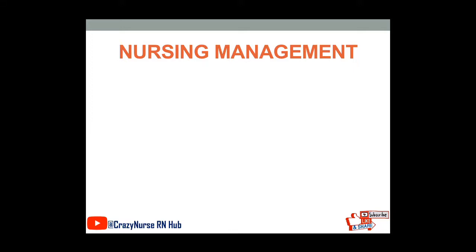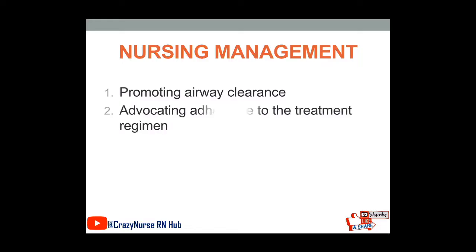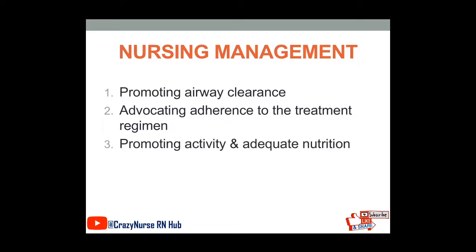For the nursing management, we have to promote airway clearance. Also, we have to advocate adherence to the treatment regimen. Also, promote activity and adequate nutrition. Also, we have to prevent transmission. So these are the 4 major nursing management measures that we should observe or implement for patients who have pulmonary tuberculosis.